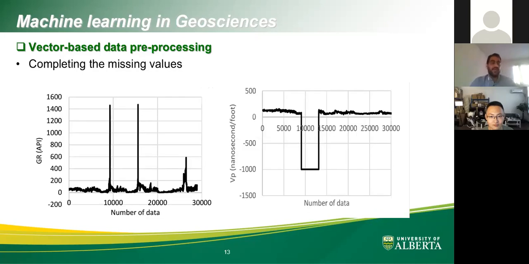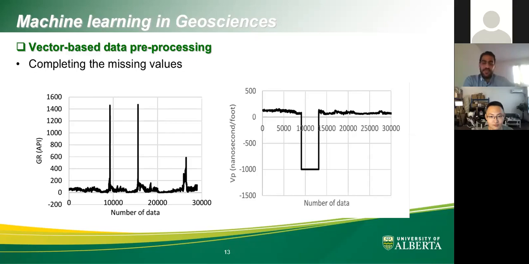Another thing in the vector-based data pre-processing is about completing the missing values interval. Okay, in the right image, you can see that we have missing values. Missing values are those that in some geological software have a value for these intervals equal to minus 999. Okay, these intervals are missing value intervals. In the right image, you can see that for compressional wave velocity logging, we have a missing value interval.